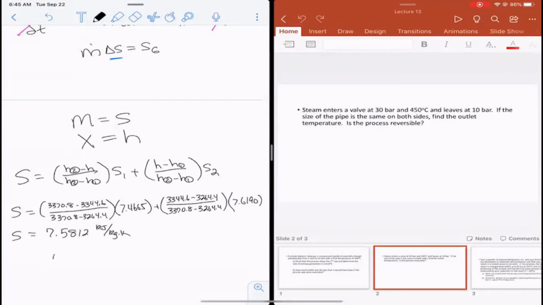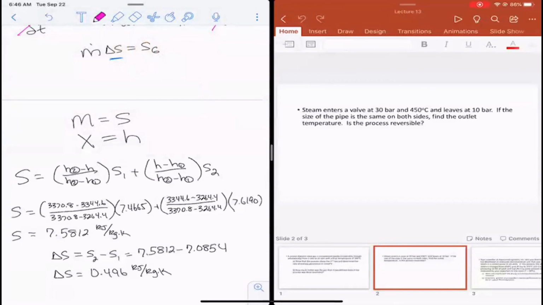And so now we can calculate delta S, right, which is the entropy of our final state minus the entropy of the initial state. And that is 7.5812 minus 7.0854. So delta S equals 0.496 kilojoules per kilogram Kelvin.